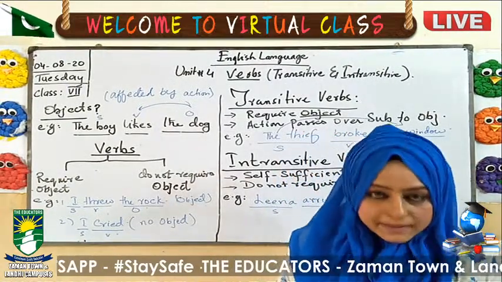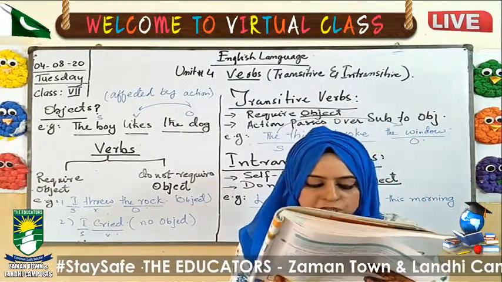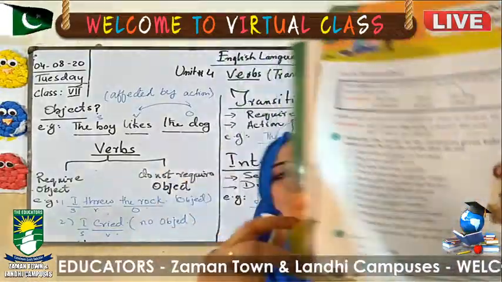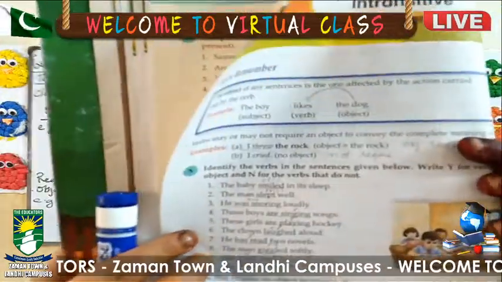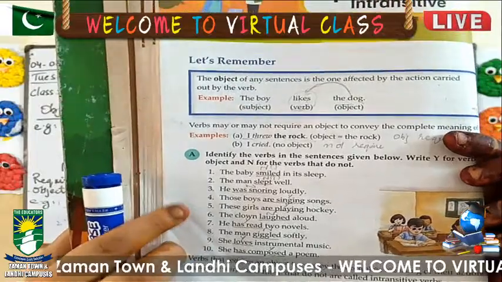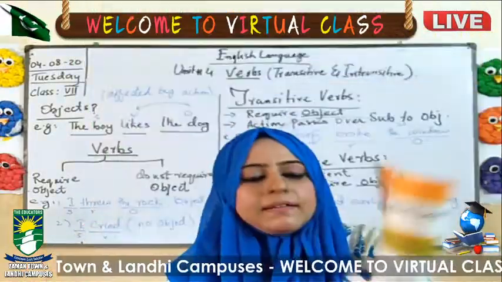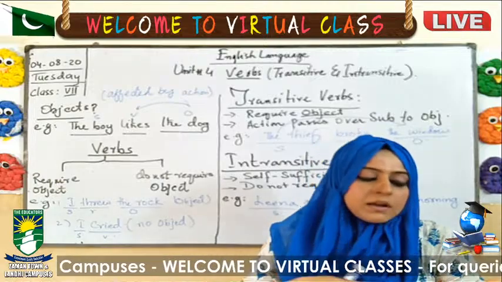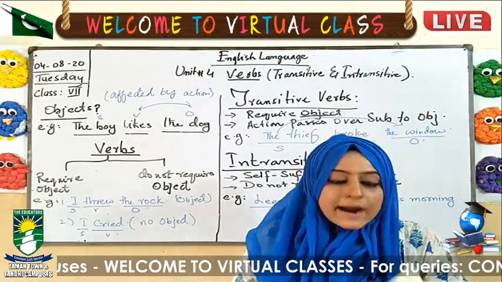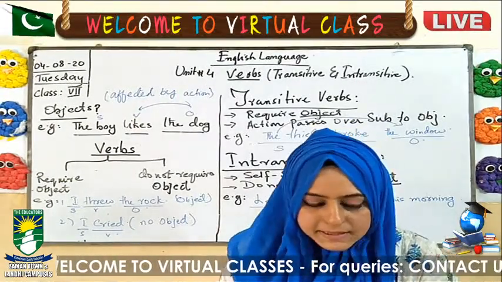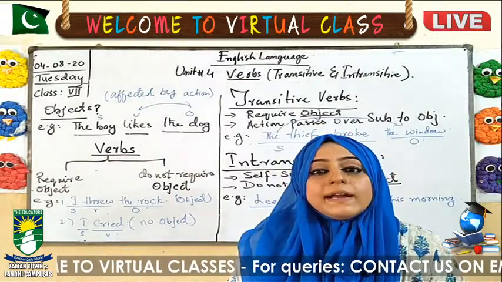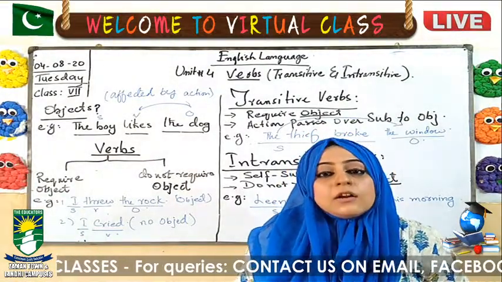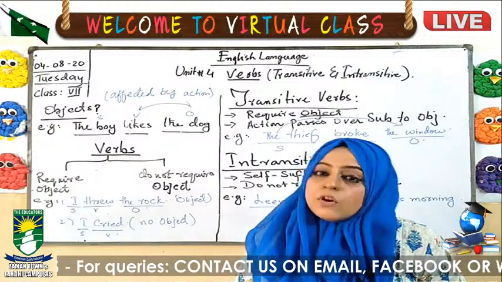Now heading towards our exercise, it's on page number 22, exercise A. After writing the definition, you have to copy this exercise in your copy. The question is, identify the verbs in the sentences given below. Means you have to identify the verbs. Verbs have been given, but you have to differentiate whether it is transitive or intransitive.